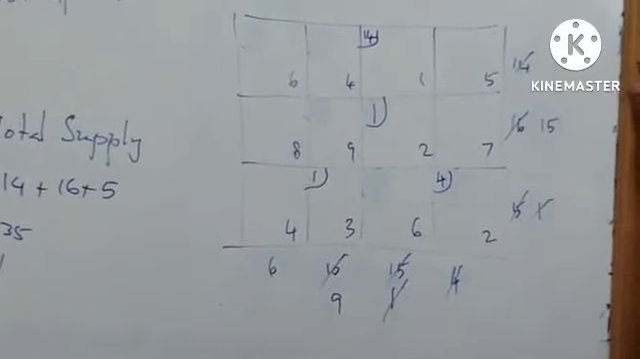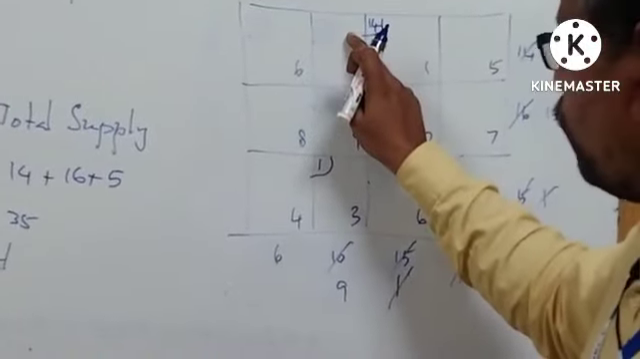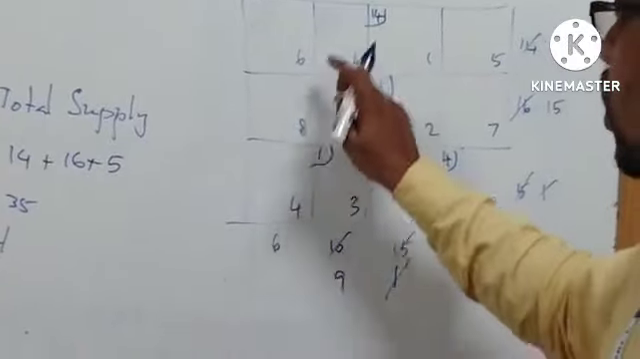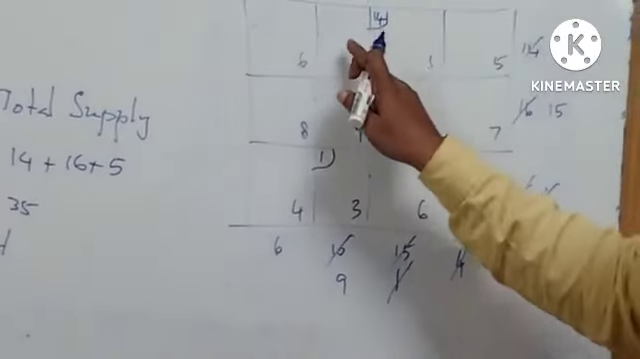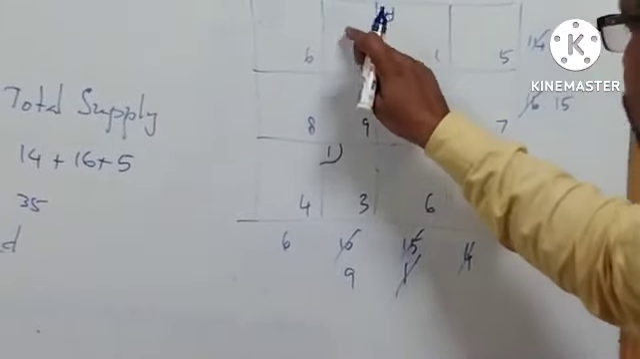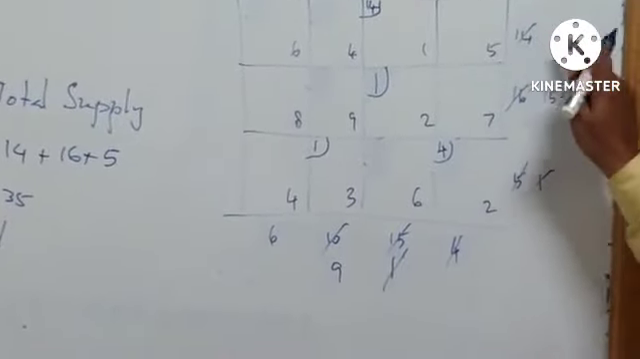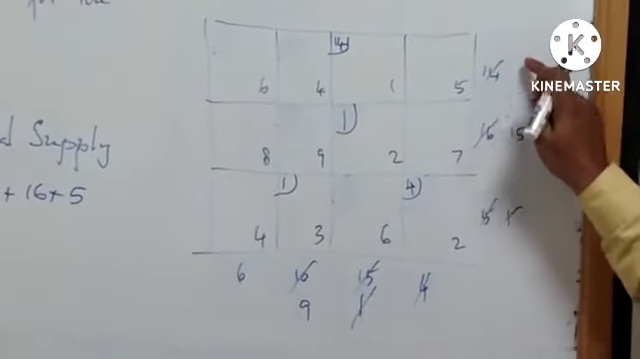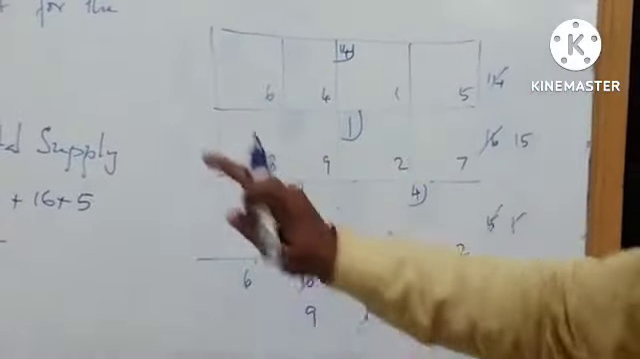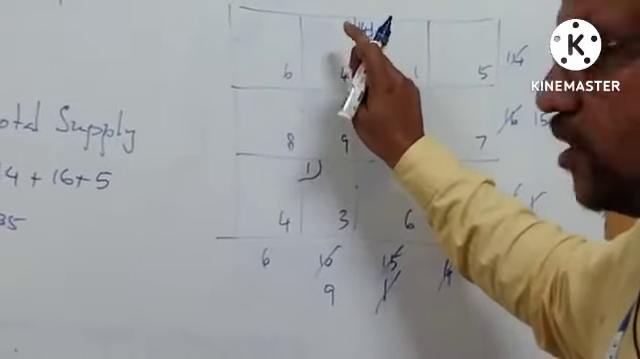Then what is the least value? The next least value is 4. 4 occurred in 2 different places. Here also 4, here also 4. The choice is yours. You can allot any value, but unfortunately you cannot allot this cell because this entire stock has already been dispatched. All the 14 units have been dispatched. Therefore, there is no stock at the first origin. Therefore, you cannot substitute an allotment over this cell.